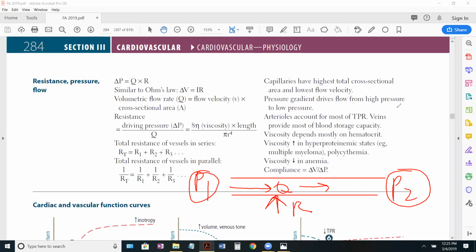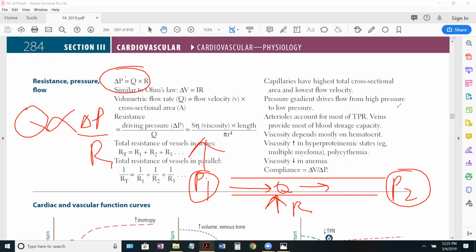P1 should be higher than P2. Nothing else is in this equation. So if I rearrange this, the flow is directly proportional to the delta P and inversely proportional to the resistance. So if you increase the difference of pressure between these two endpoints of the vessel, you will increase the flow. And if you decrease the resistance of this blood vessel, you will increase the flow.